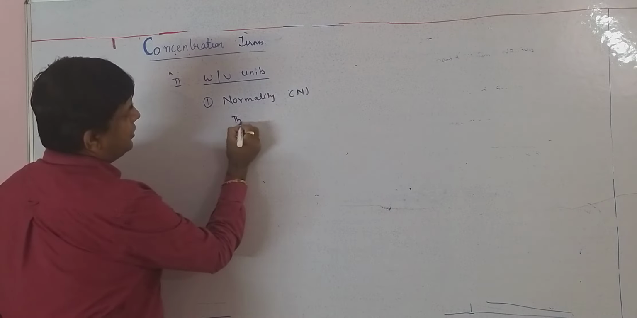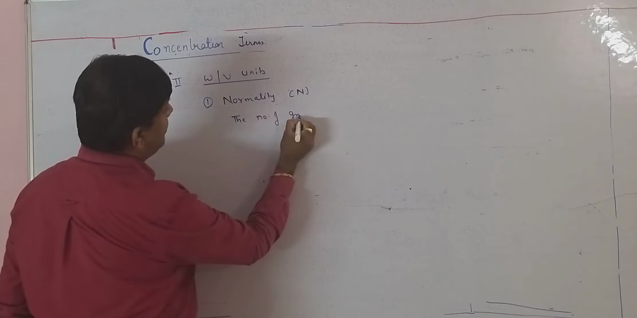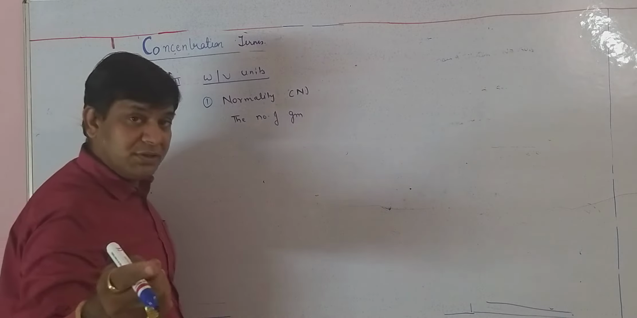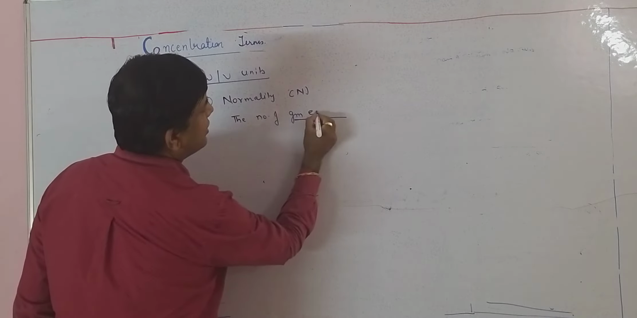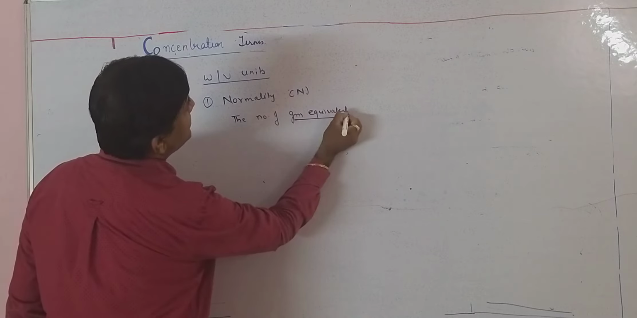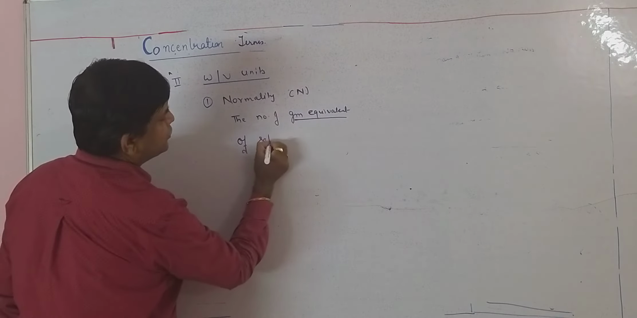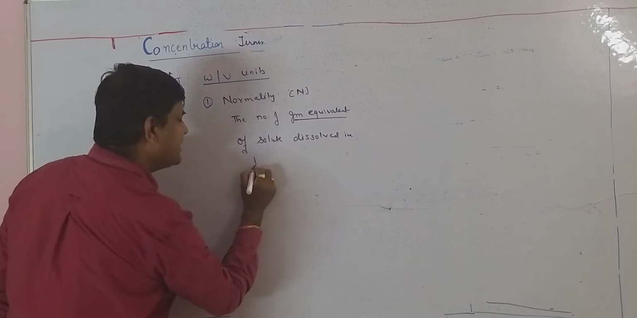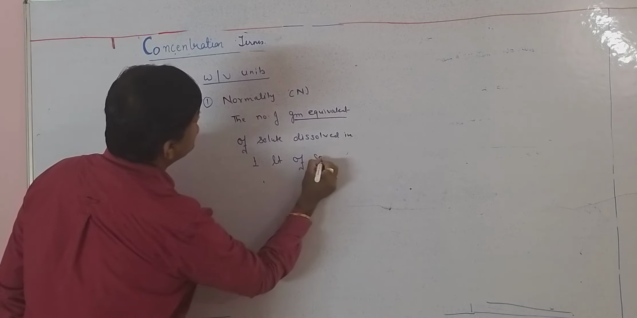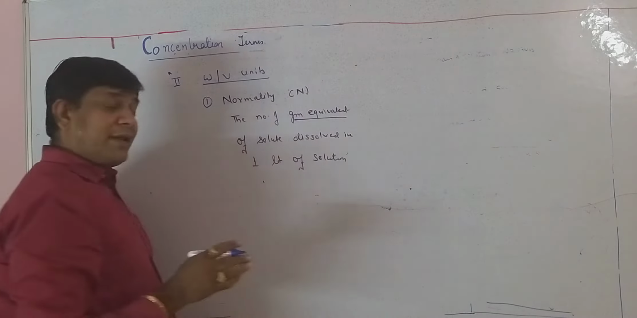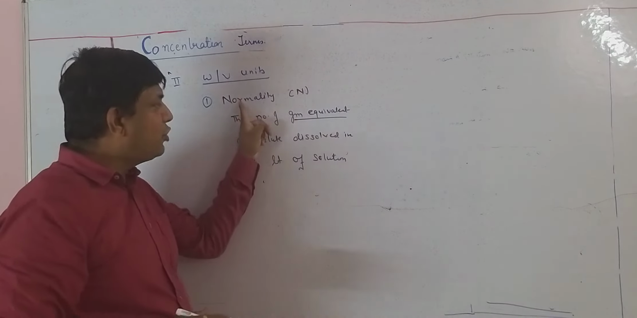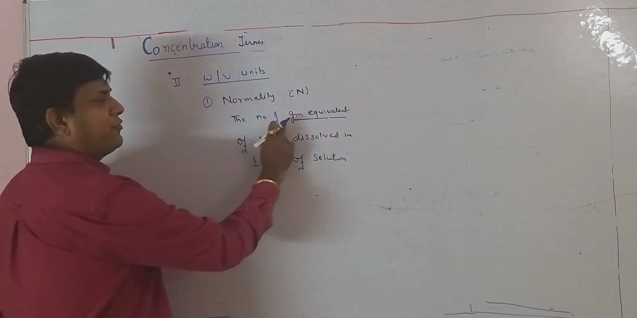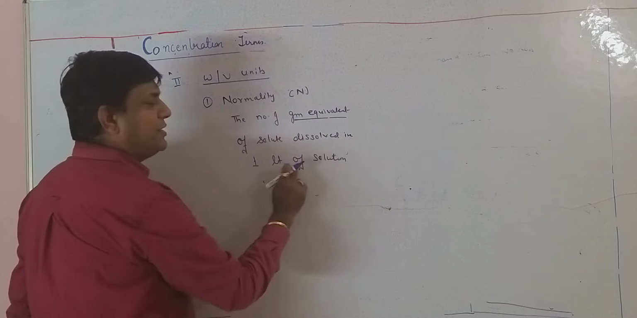See, in molarity or molality, it was the number of gram moles. Now in this case, it is the number of gram equivalents of solute dissolved in the same 1 liter of solution. In molarity it was moles, in normality it is equivalent, and the remaining definition is the same. Number of gram equivalents of solute dissolved in 1 liter of the solution.